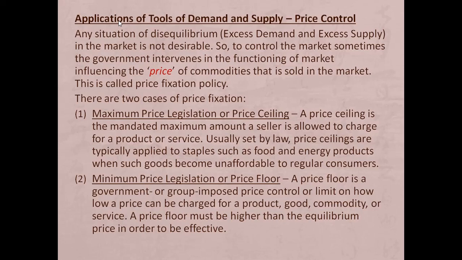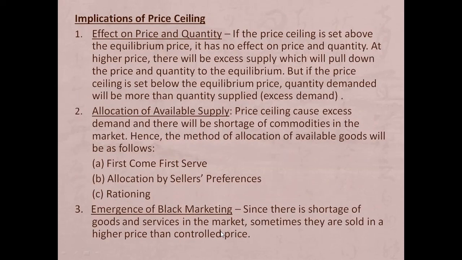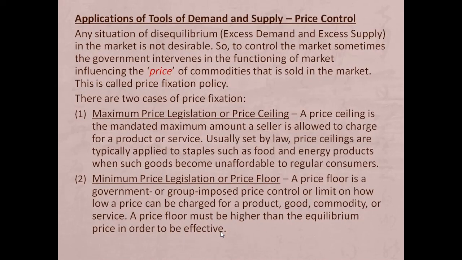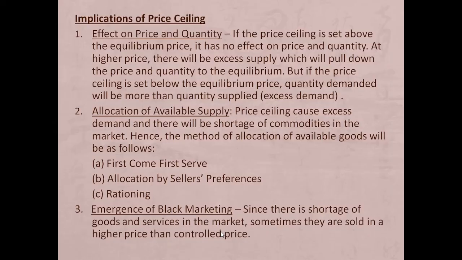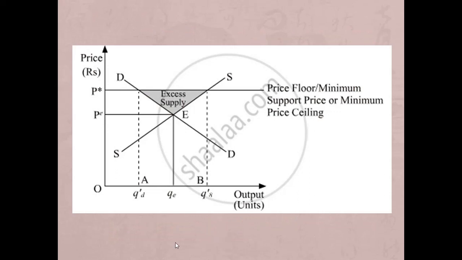And always remember that a price floor should be higher than the equilibrium price in order to be effective in the market. So let us see what are the implications of price ceiling and implications of price floor. What are the implications of price ceiling? There are three types of situations we can observe here. Number one, effect on price and quantity. If the price ceiling is set above the equilibrium price, it has no effect, as you can see here. If the price ceiling is fixed above the equilibrium price, there will be no effect.